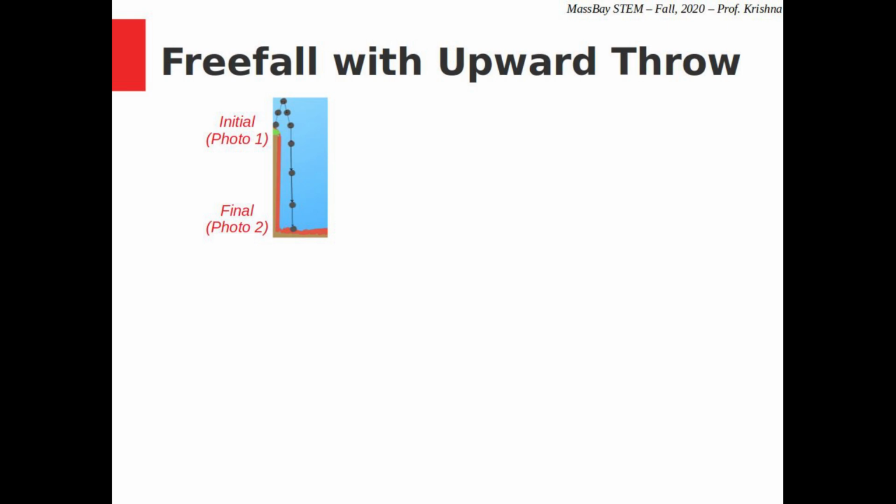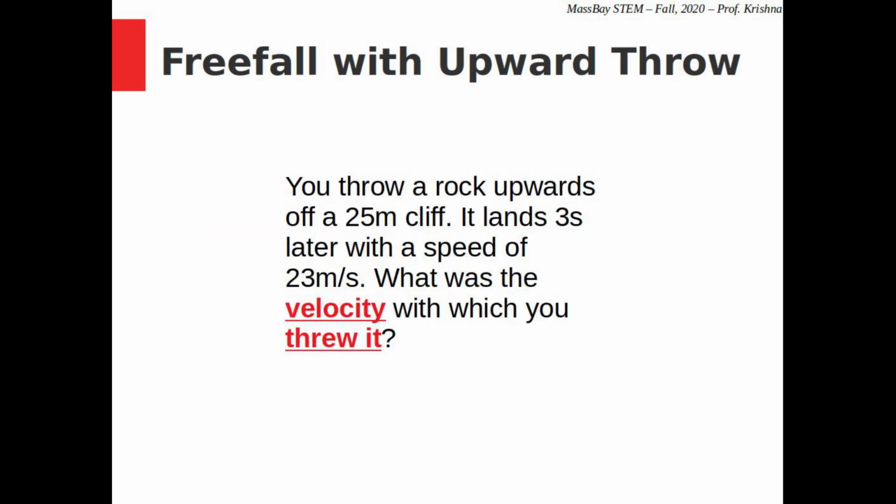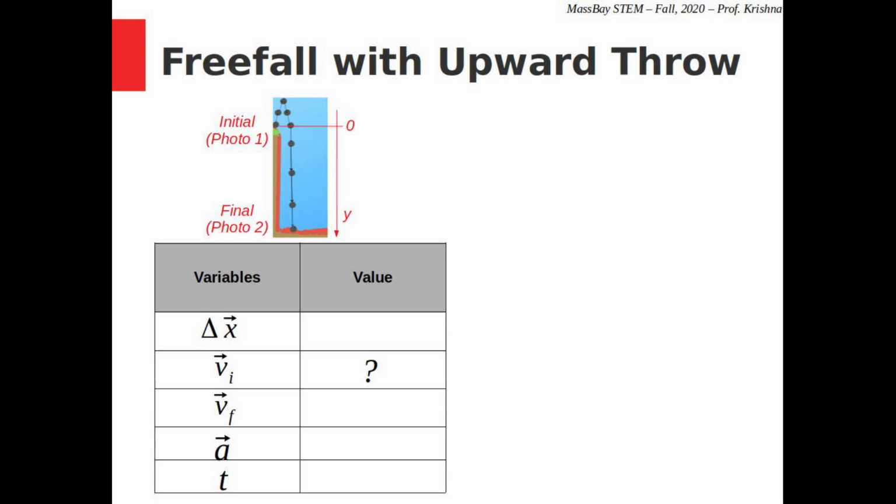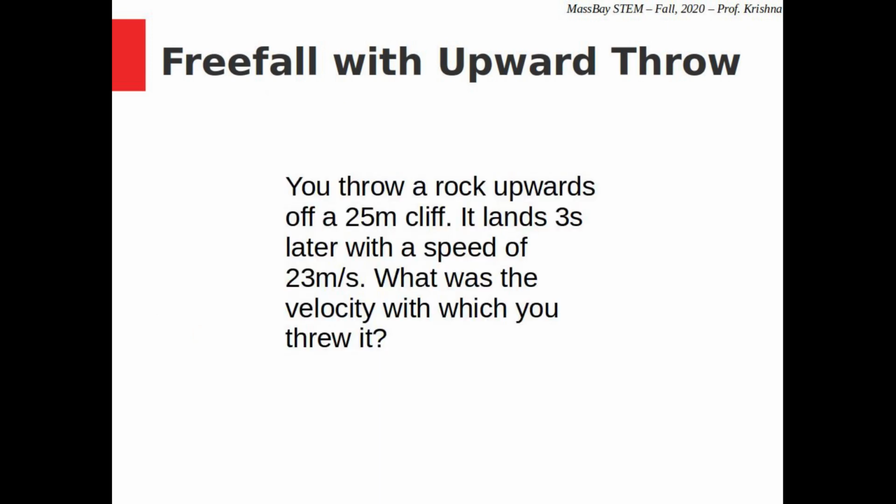Step 3. Origin and axes. To keep things simple, I will set the original height of the rock, just as you threw it, as the origin. We will set downwards as positive. Step 4. List the unknowns. What was the velocity with which you threw it? That means the velocity in photo 1, the initial velocity. Step 5. List the knowns. The displacement is 25 meters, positive since we set downwards as positive. The final velocity is 23 meters per second, again positive. The time is 3 seconds.